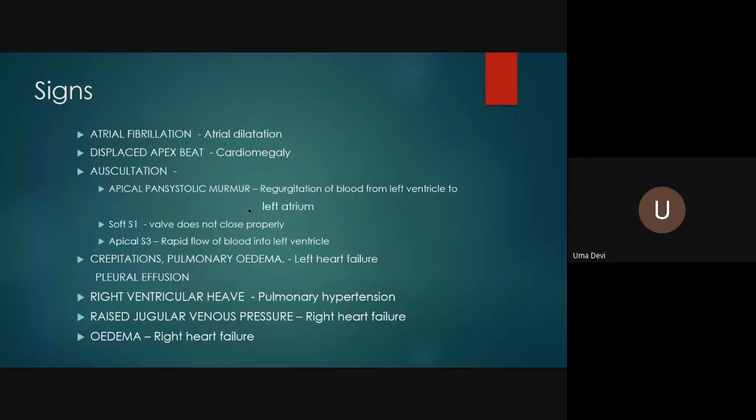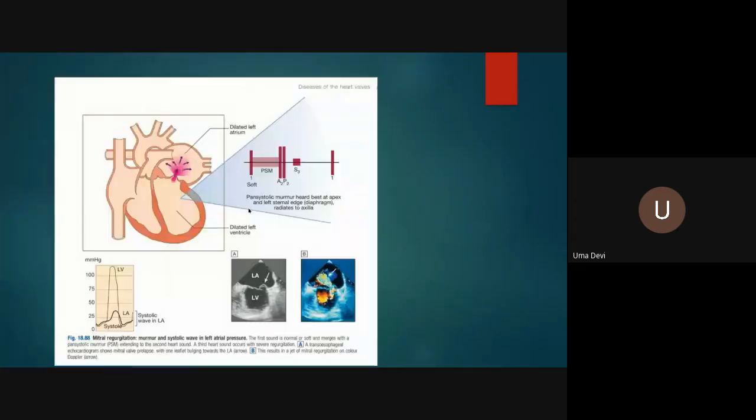And other features you'll have are basal crepitations, and in pulmonary edema you can have coarse crackles. Of course, pleural effusion when there is right heart failure present, and you can have parasternal heave, features of pulmonary hypertension, raised JVP, and bilateral pitting pedal edema, features of right heart failure.